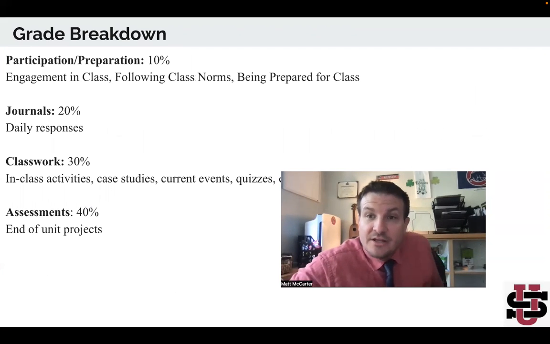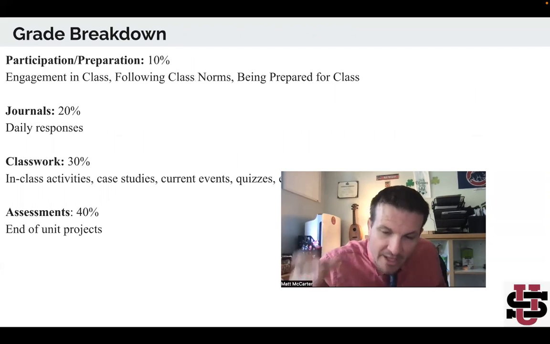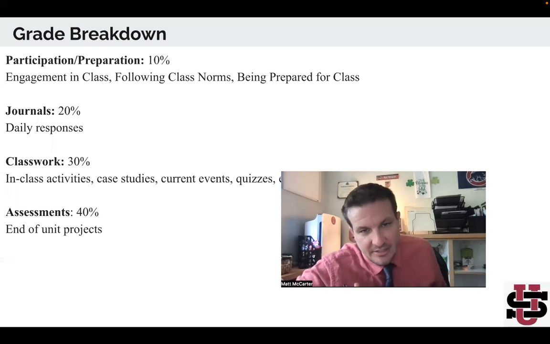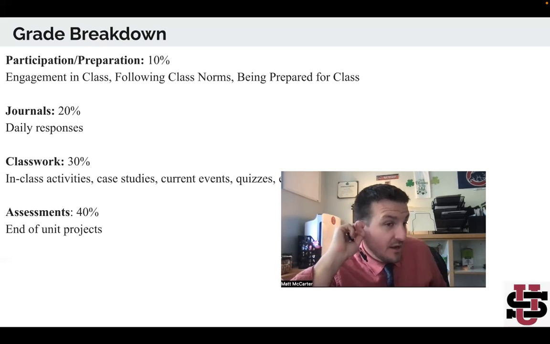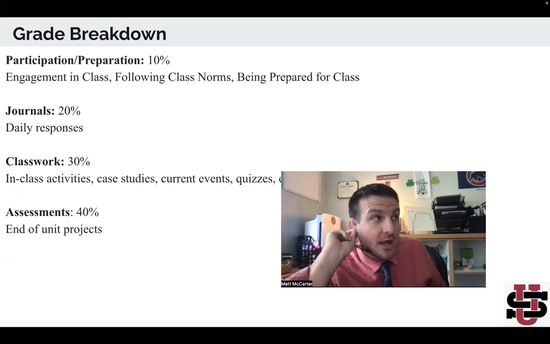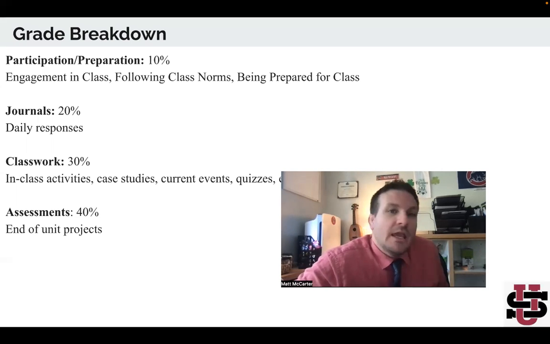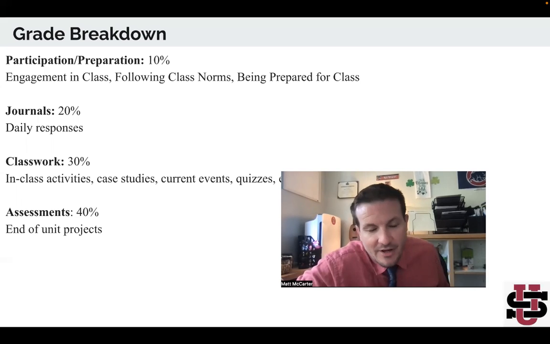10% of the students' grade is participation. Are they coming to class prepared with what they need? Are they engaged in the class? Are they volunteering their opinion? Are they following our class norms? And are they really engaging with the curriculum? Now, that doesn't mean that they're raising their hand every 15 seconds, but they're engaged in the class.